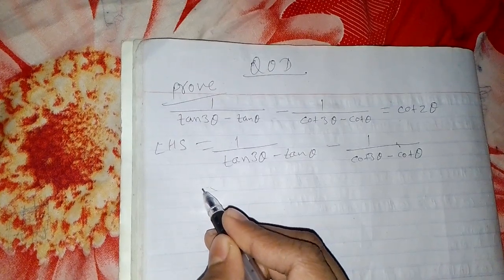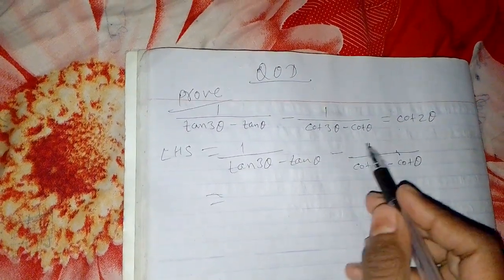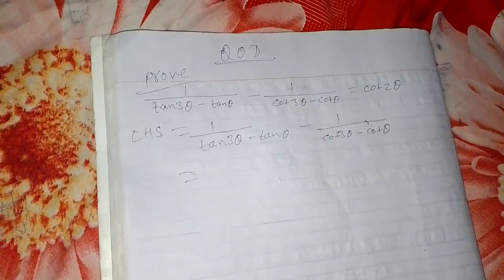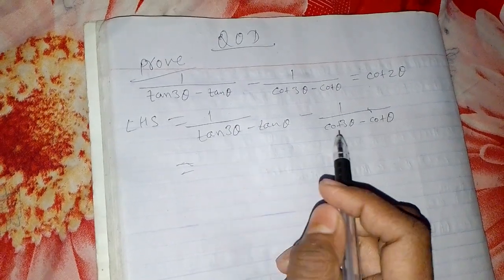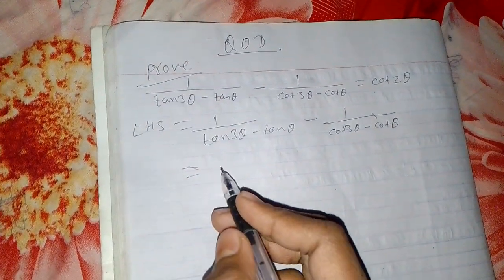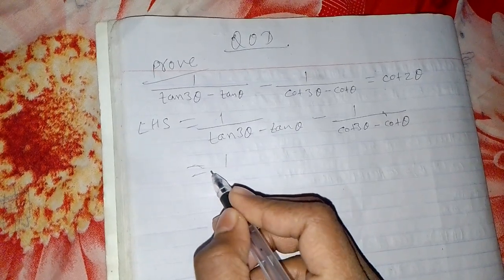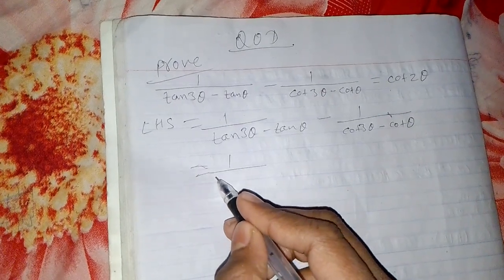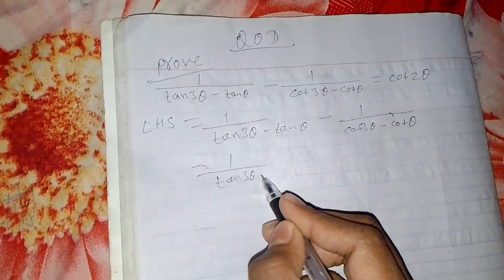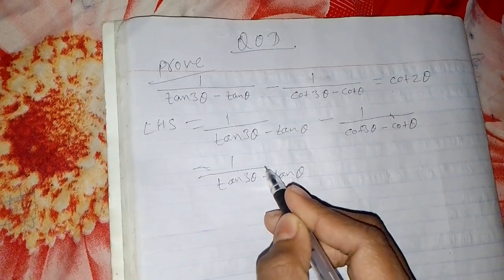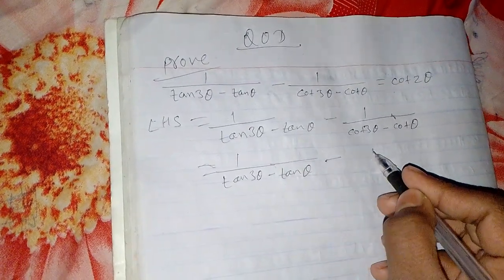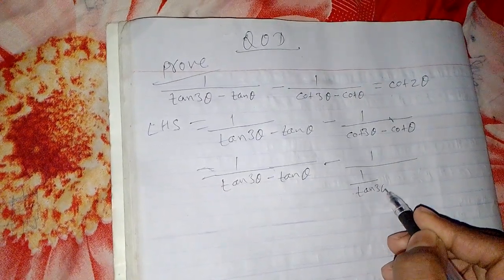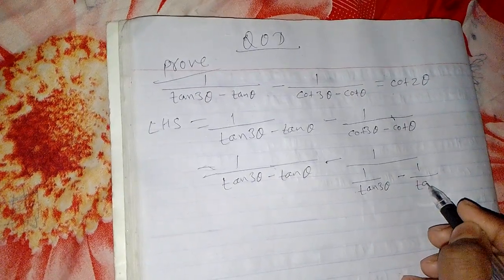Now what we're going to do is change into cotangent 2 theta. So how do you change into cotangent 2 theta? The simple thing is that we have to change the 3 theta into 2 theta. So how do you do that? First of all, let's change into tangent so that we can apply the formula. 1 over tan 3 theta minus tan theta, minus 1 over, I can write this as 1 over tan 3 theta minus 1 over tan theta.